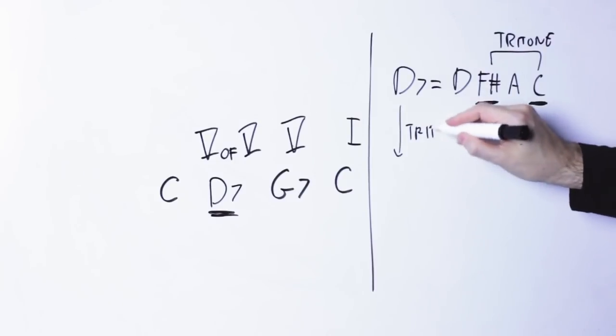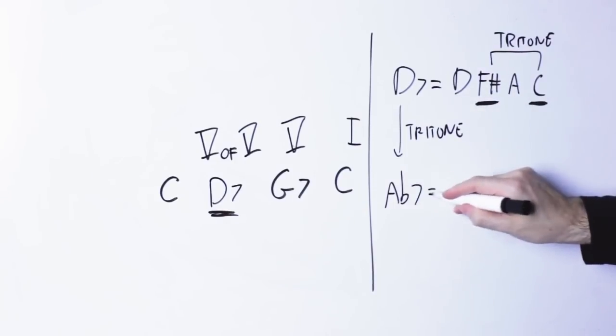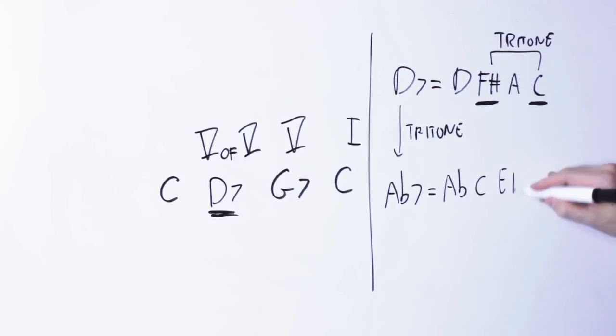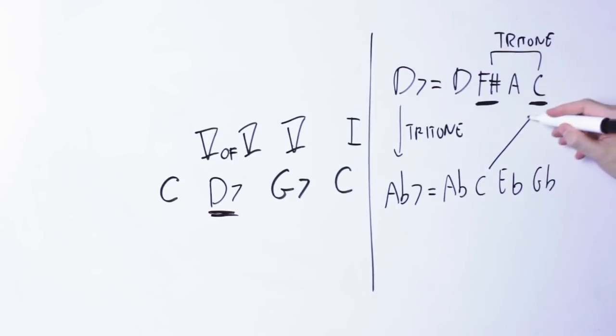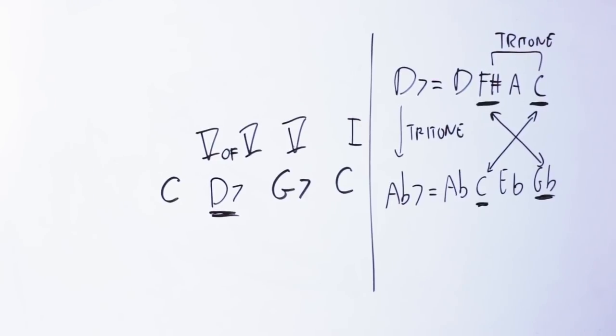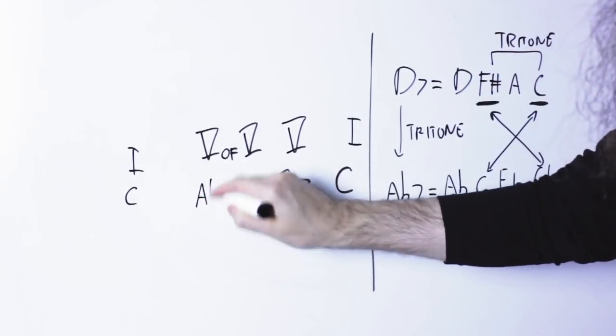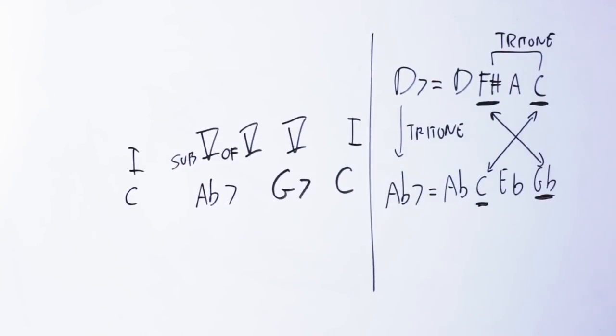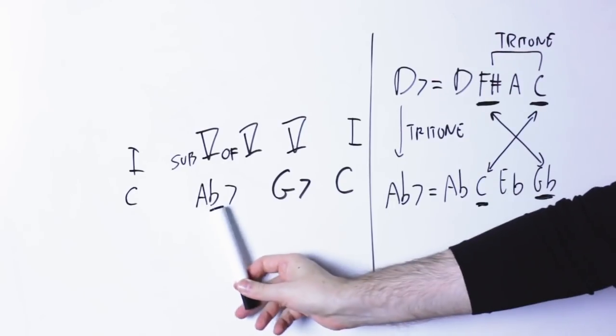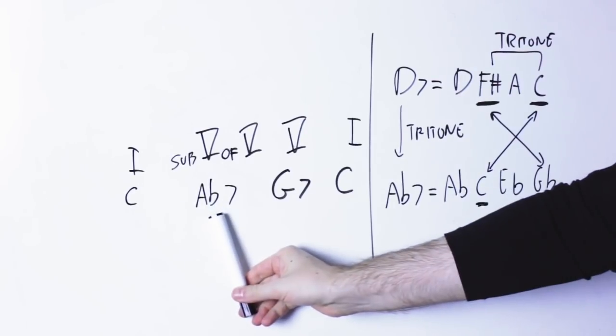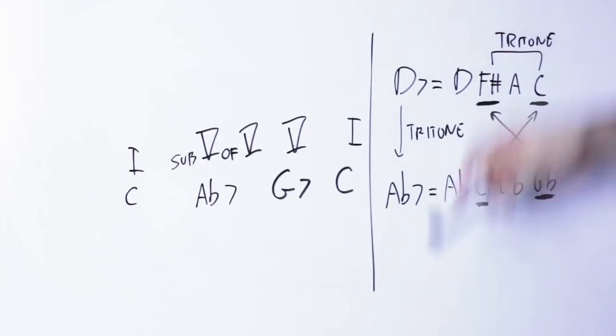We know that there is another dominant chord that has those same two notes, and this is the dominant chord that has the root a tritone away from D. The note a tritone away from D is an A flat. An A flat 7 chord will contain the notes A flat, C, E flat, and G flat, and this G flat is enharmonic. It is the same sound as this F sharp. So if rather than playing C, D7, G7, C, I play C, A flat 7, G7, C, the whole thing still works, and this A flat 7 is a tritone substitution of this D7 here.